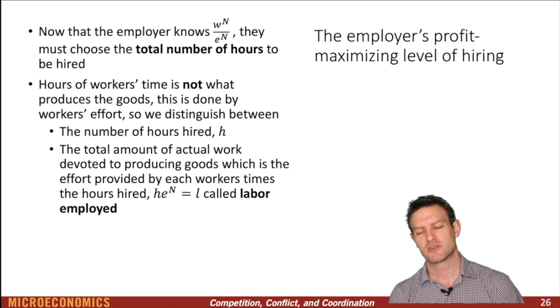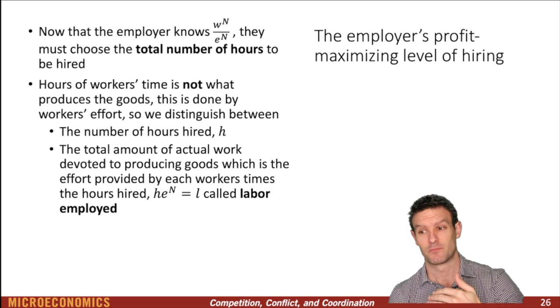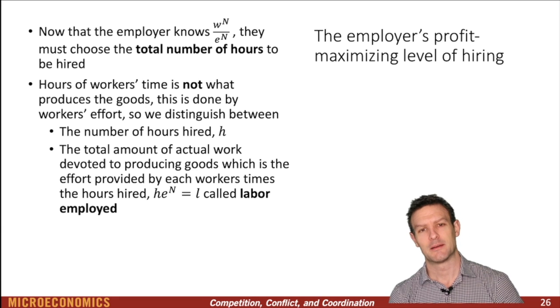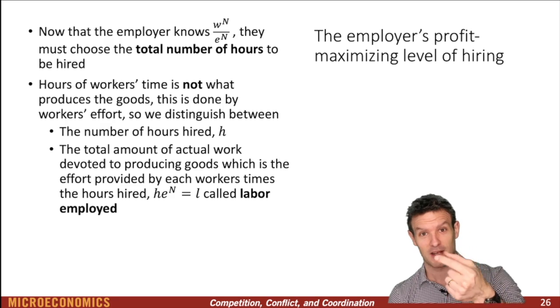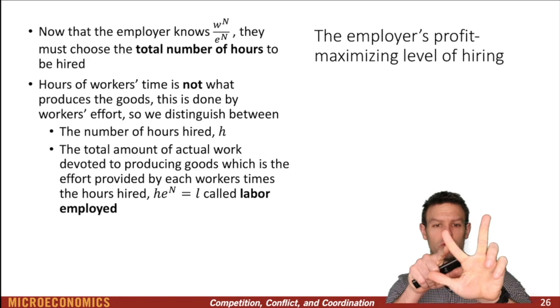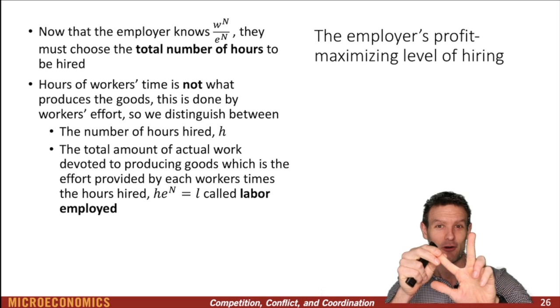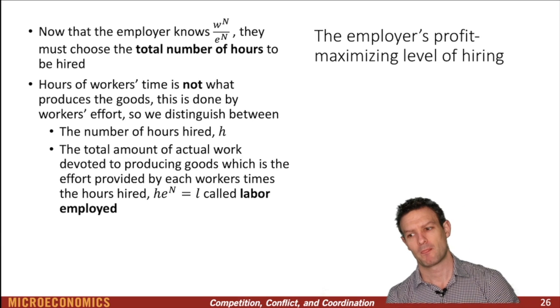So we have to distinguish between two things. Firstly, the number of hours hired, and then the total amount of actual work that gets done, which is devoted to producing goods. That is what we call labor employed, a combination of the hours multiplied by the effort, and those two things together give us labor. So labor equals EN times H. That's effort per hour times number of hours, which gives us what the labor is doing.